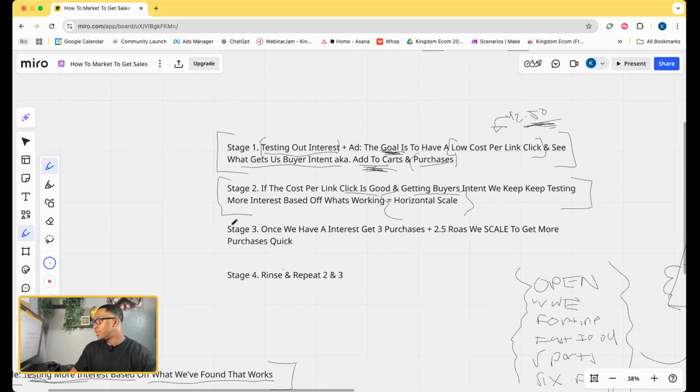So once we go ahead and vertically scale, which is stage 3, stage 4 is just rinse and repeat in 2 and 3. We rinse and repeat, we're horizontally scaling, and then we vertically scale. So that's how we're able to really get this type of results. That's really the full breakdown.